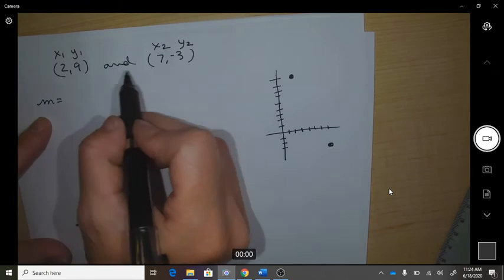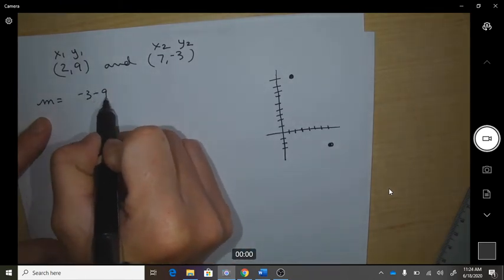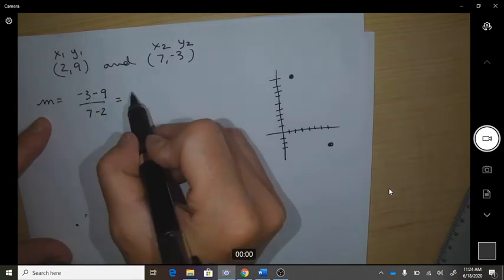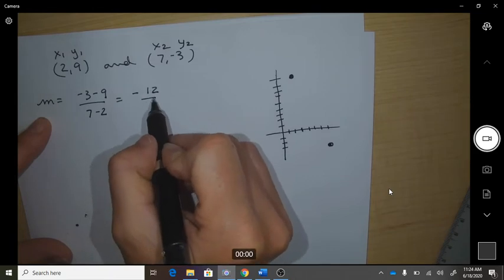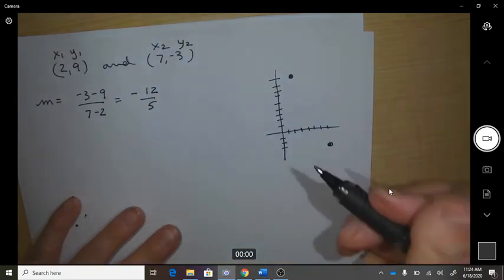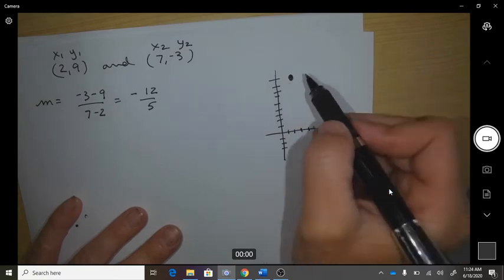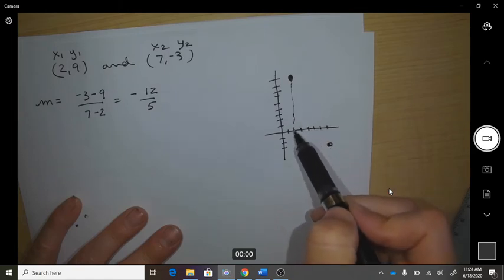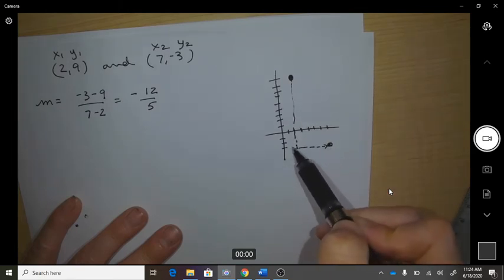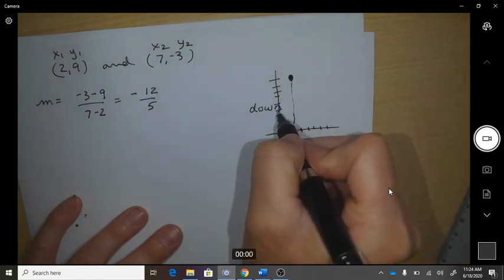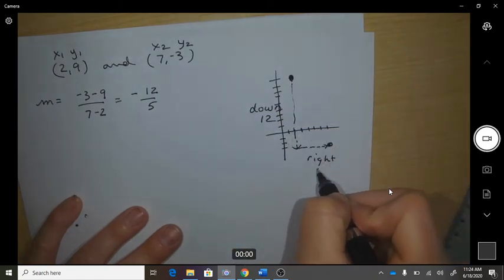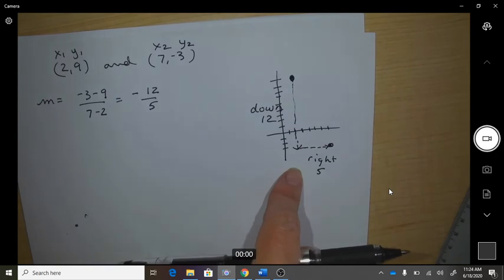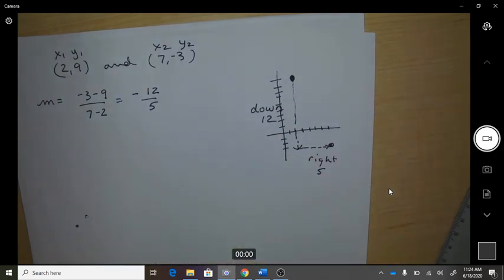So the slope is the differences in the y's, so -3 minus 9, over the differences in the x's. So that is -12 over 5. So if I'm here, and if I went down 12, right 5, I would get there. Okay, so if I went from the first point to the second point, I'd have to go down 12, right 5. And physically that makes sense.